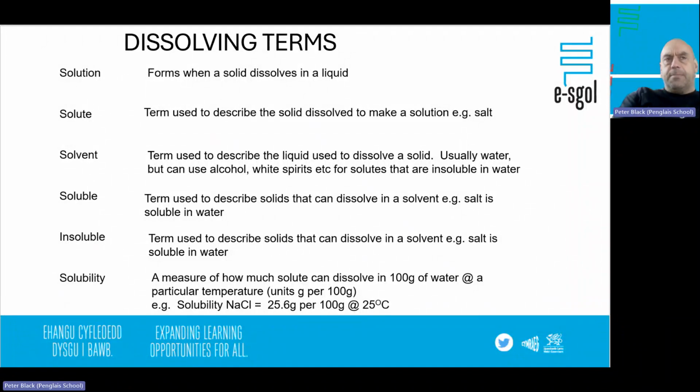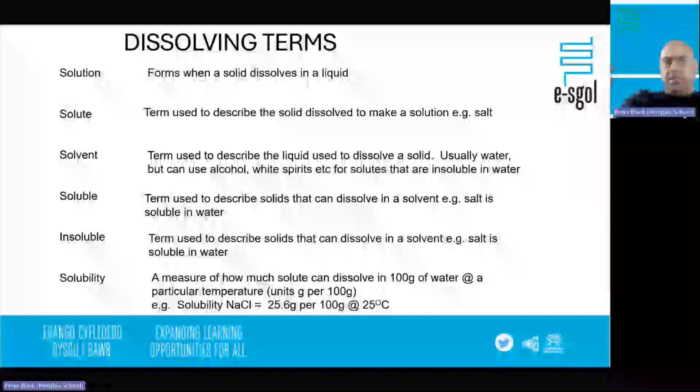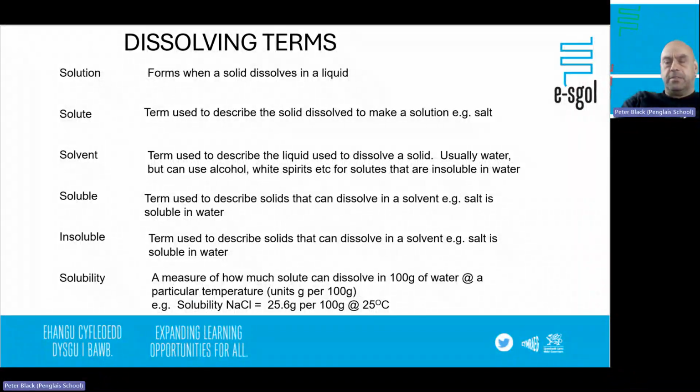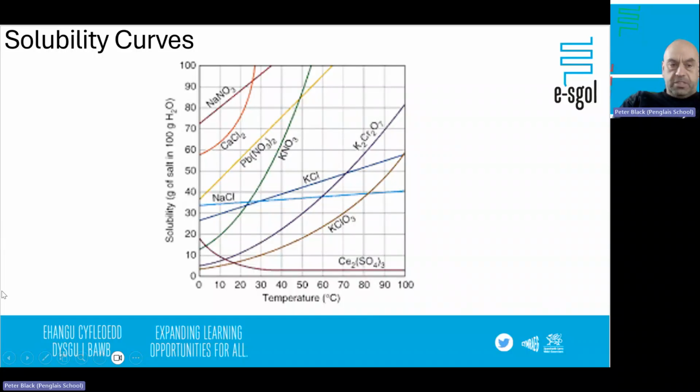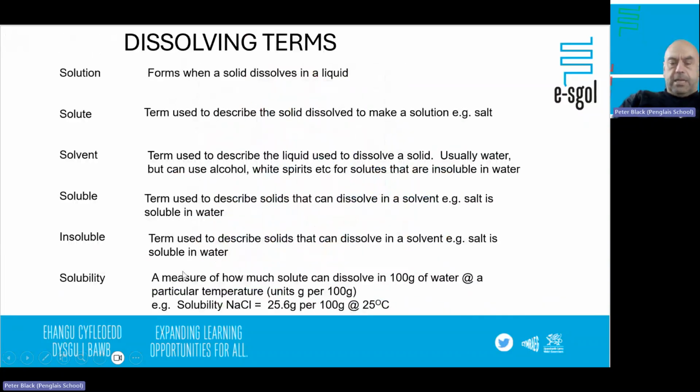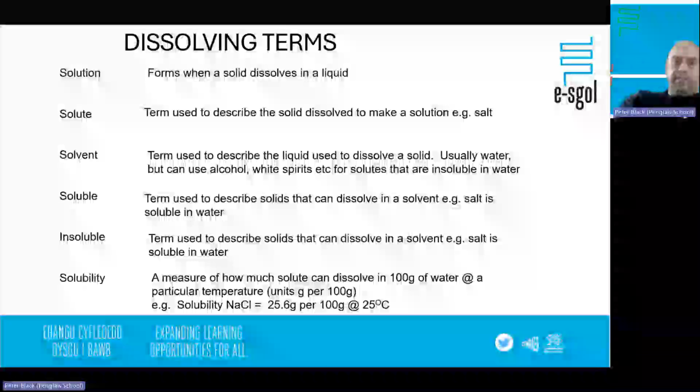Solubility is a measure of how much of a salt can dissolve in 100 grams of water at a particular temperature, because as you're about to see, solubility, how much of a salt can dissolve, is very, very dependent on temperature. So here, for example, we've got the solubility of sodium chloride. At 25 degrees C, the maximum amount you could dissolve in 100 grams of water would be 25.6 grams. If you try to dissolve 25.7 grams, you'd have 0.1 of a gram at the bottom of your beaker that you simply couldn't dissolve. The only way to dissolve it would be to raise the temperature above 25 degrees C.